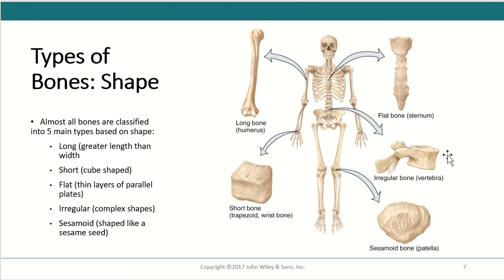And then last but not least, we have our sesamoid bone. I think these are kind of funny because they are named as such because they are shaped like a sesame seed. And a great example of the sesamoid bone is the patella or the kneecap. So we are able to classify all the various types of the bones in the body based on their shape.